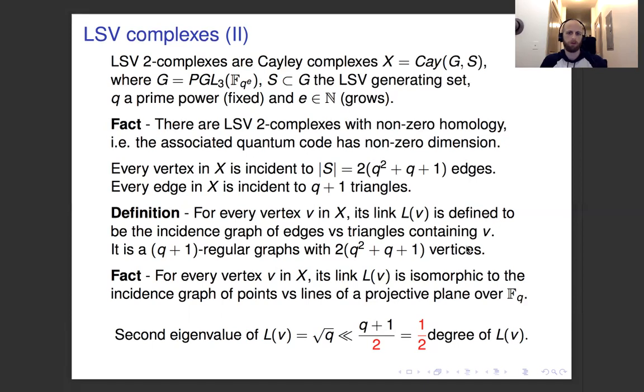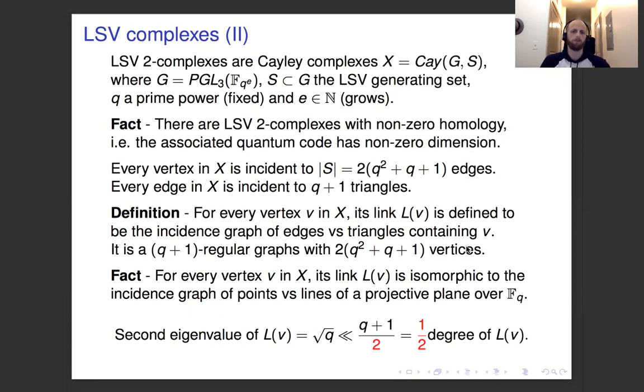So first of all, here's a definition. For any vertex V, define the link of V to be the incidence graph of edges containing the vertex V versus triangles containing the vertex V. So this is a small bounded graph, which is q plus 1 regular on 2 times q squared plus q plus 1 vertices. Now, the very important fact is that these graphs are isomorphic to the incidence graph of points versus lines of a projective plane over the finite field of q elements.